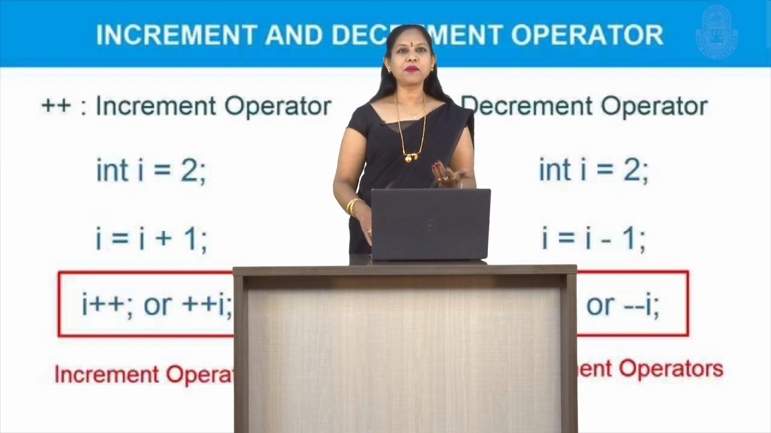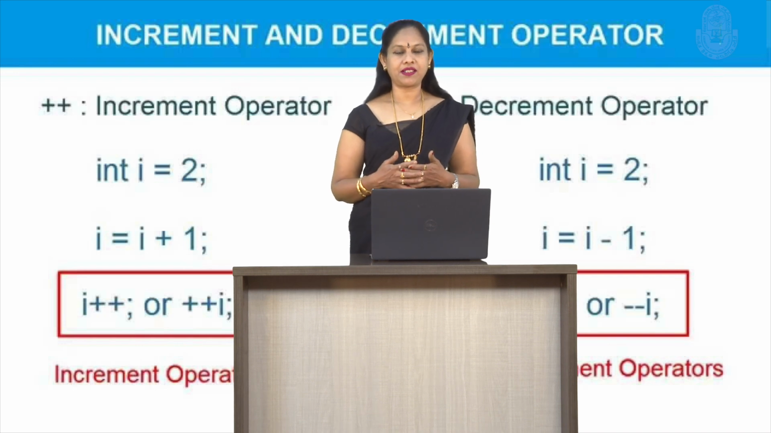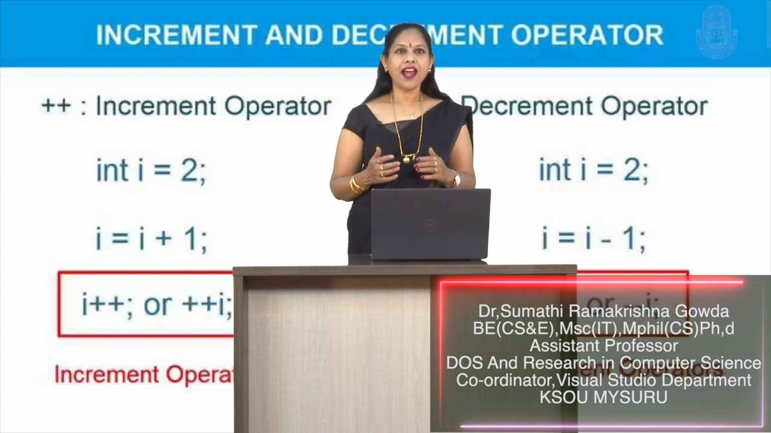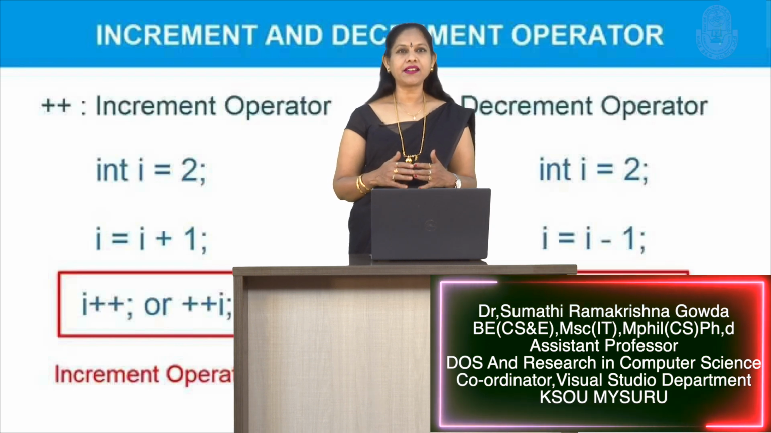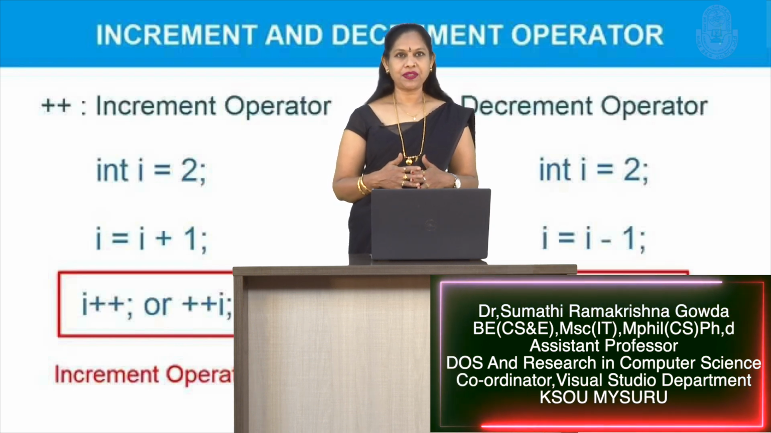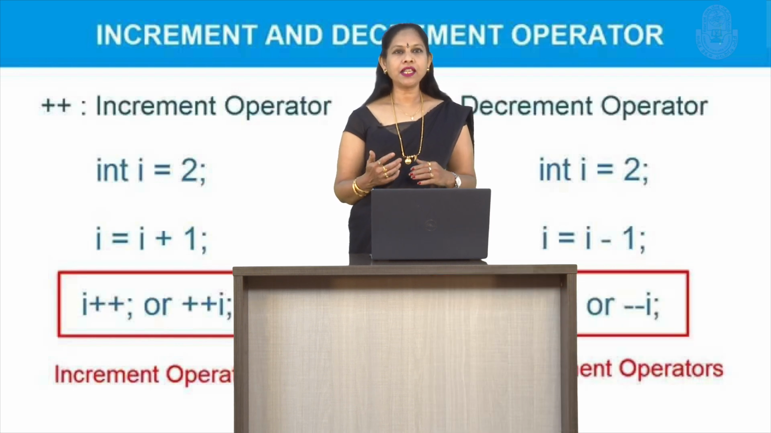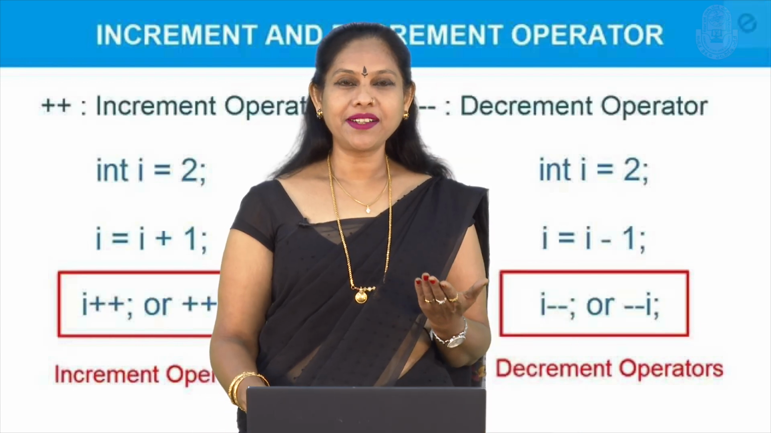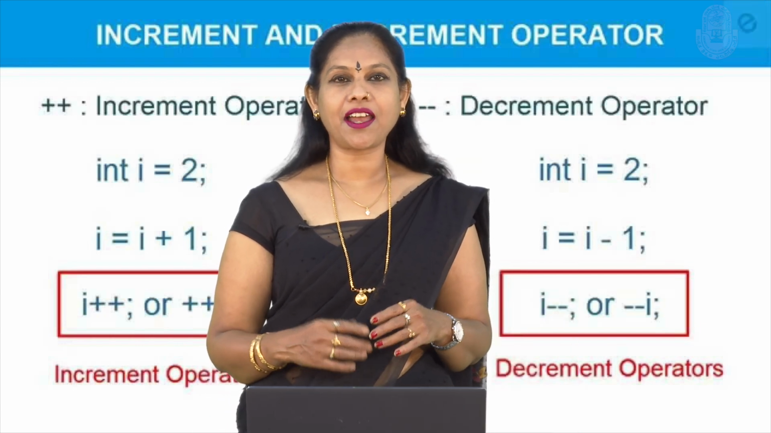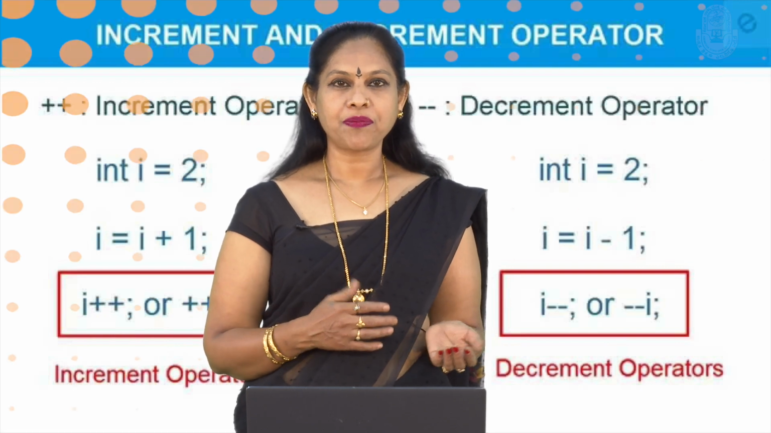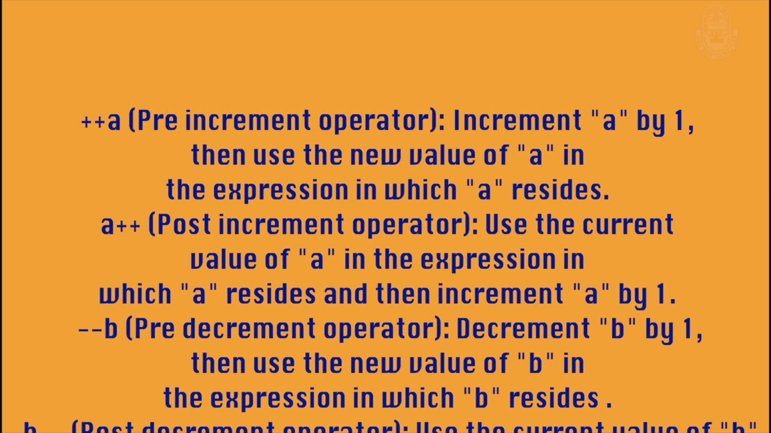Now we will learn incrementing and decrementing operators. To increment or decrement a value by 1, the plus plus operator and minus minus operator are used respectively. The increment and the decrement operators can be prefixed or postfixed. The different increment and decrement operators can be used as follows. Plus plus a means pre-increment operator.